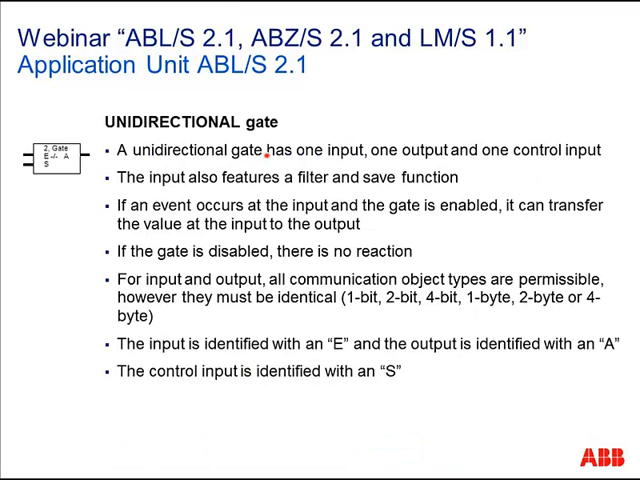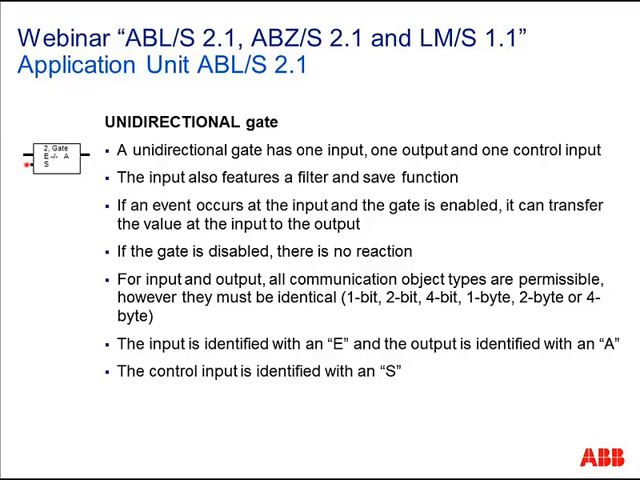Good. So the next nice feature, we have so-called gates. I would like to start with the unidirectional gate. A gate is like this: here we have an input, here comes a group address, and in the output, we can also assign a group address. What is very important is that both must have the same size. So we can have 1 byte and 1 byte, or 4 byte and 4 byte. And depending on our control input, this gate is open or closed.